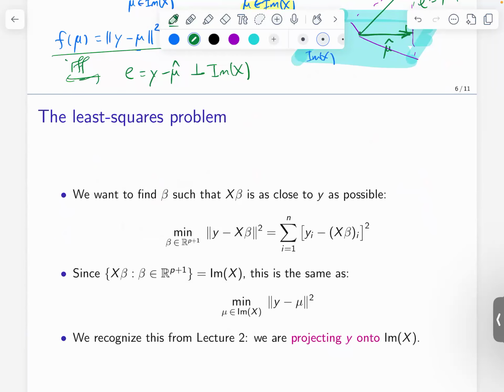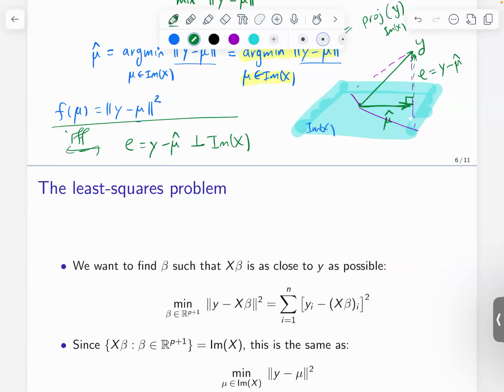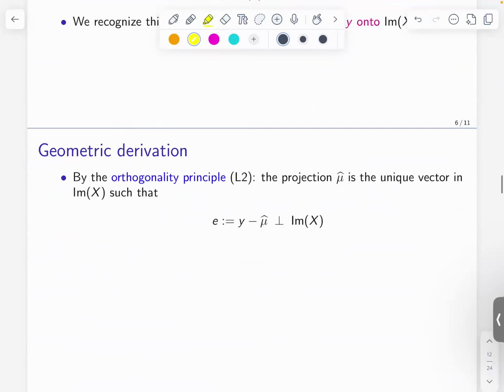Okay, so we're projecting and we have this key relation: the error is orthogonal to the image. Maybe expand this a little bit. If you remember, I'm going to write the first column as x naught and then x1. These are the columns.